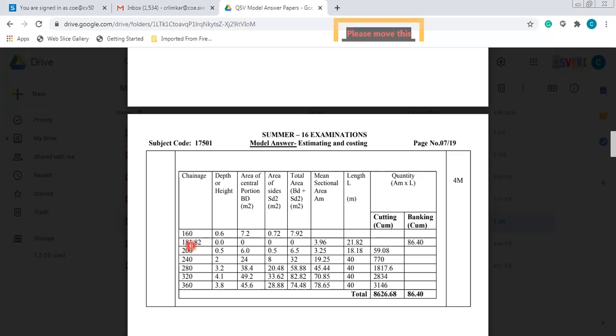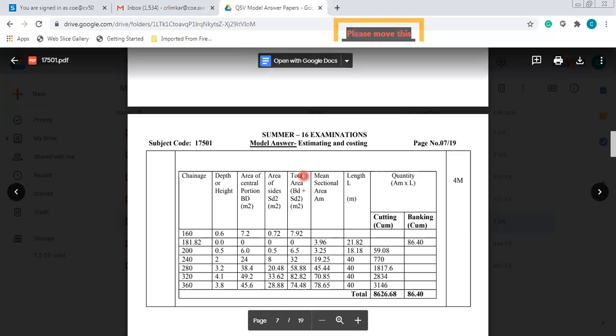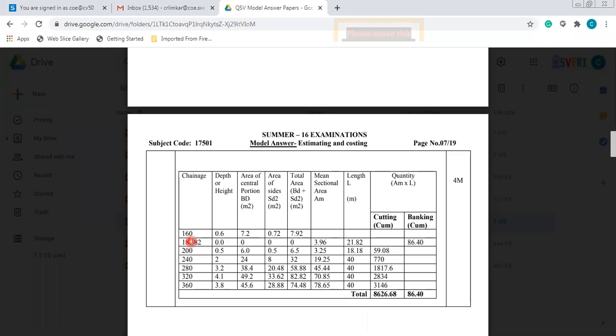from 160 meter chainage, where depth is going to become 0. This value you can resolve using the similar triangle method. Now I hope everyone is able to calculate the point of 0 depth using the similar triangles. If anyone is having any problem, you can ask me. Are you able to calculate this point of 0 depth using the similar triangle? How are you going to take your calculations?